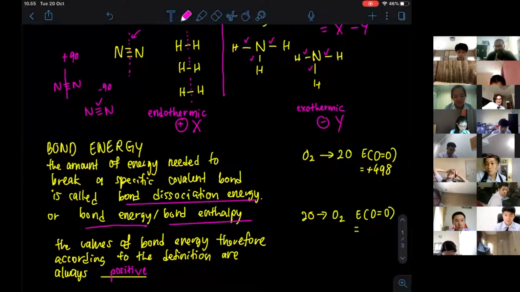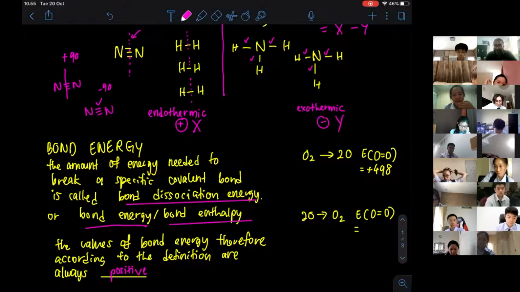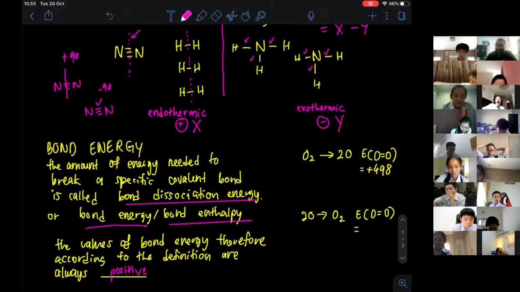But inside your data booklet or inside any table or information that is given, they will give you the bond energy always in terms of positive. The value will always be positive 90. But it depends on you to take the value and change it into negative or not based on the requirement. Let me give you one example here. If you have O2 to become 2O, let's see whether this is bond breaking or bond formation. Can Josh tell me whether it's going to be bond formation or bond breaking?